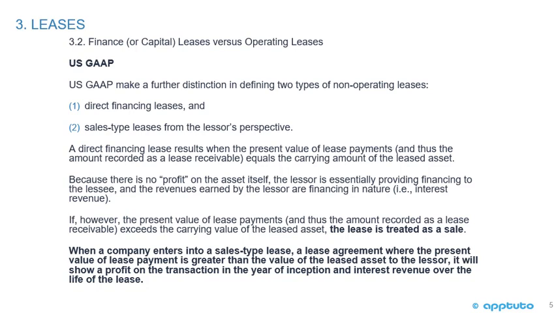When a company enters into a sales type lease, a lease agreement where the present value of lease payments is greater than the value of the leased asset to the lessor, it will show a profit on the transaction in the year of inception and interest revenue over the life of the lease.